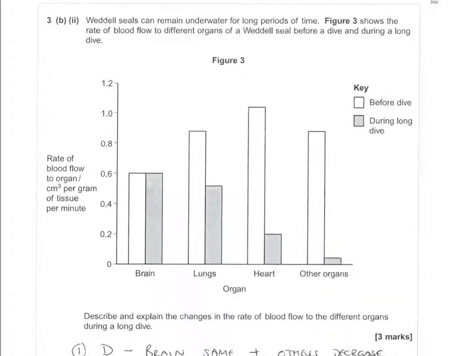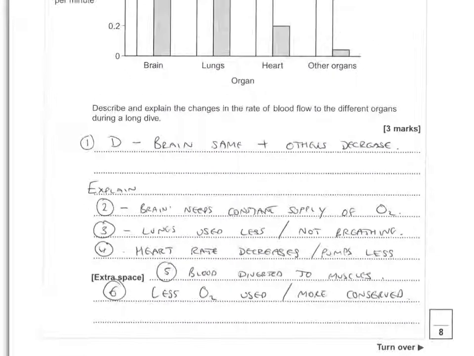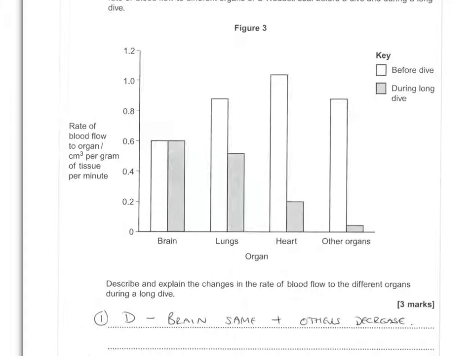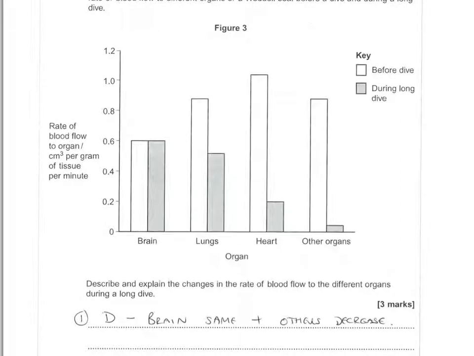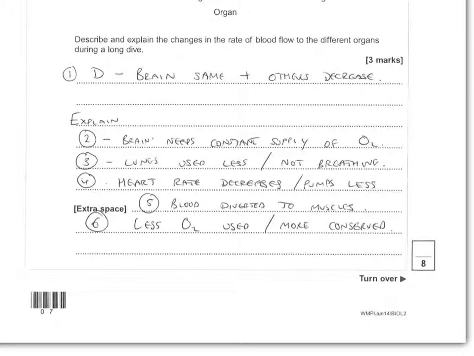I thought this question was answered pretty poorly, the question itself was pretty poor. You should be able to get the obvious describe mark. So you're describing, as you can see, the brain, same level before and after, but each of the other grey bars is less. The explain marks, so the brain's the same because it needs the same amount of oxygen. The lungs, obviously if it's underwater, the lungs aren't being used, there's less breathing going on because the seal can't breathe underwater, so less blood needs to go to the lungs.